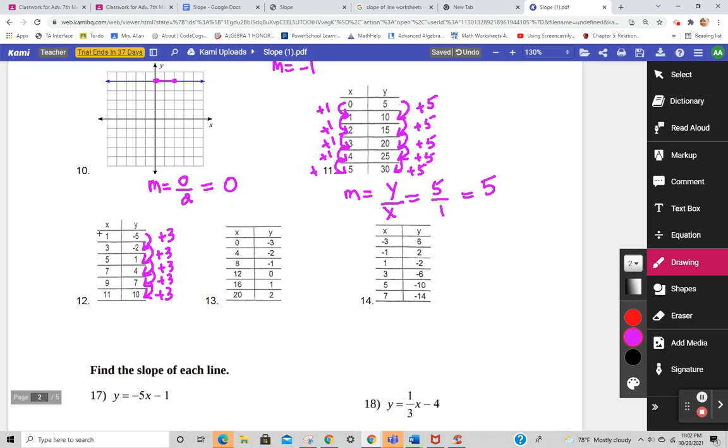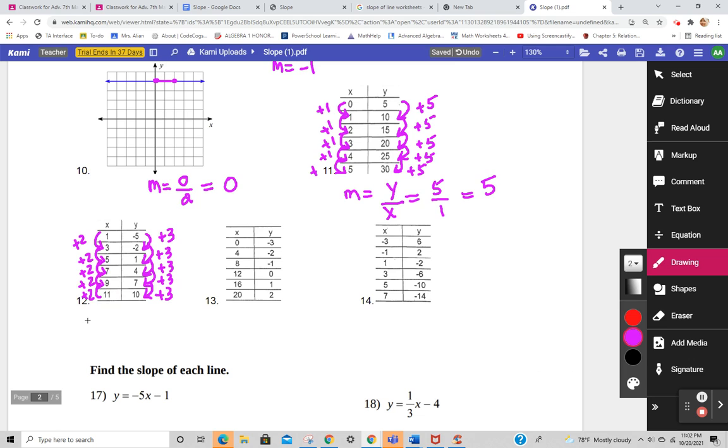All right, let's see what's happening here. From 1 to 3, add 2. From 3 to 5, add 2. From 5 to 7, add 2. Add 2 again, add 2 again to get 11.